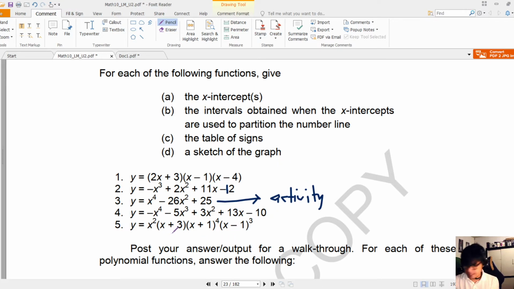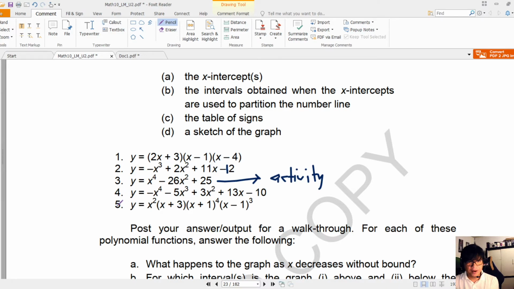Okay, so ito, number 4 and 5. Sige, yung 4 and 5, i-test na lang daw natin. Number 4, y is equal to negative x to the 4th minus 5x cubed plus 3x squared plus 13x minus 10. Number 5, y is equal to x cubed times x plus 3, times x plus 1 raised to the 4th power, times x minus 1 cubed.